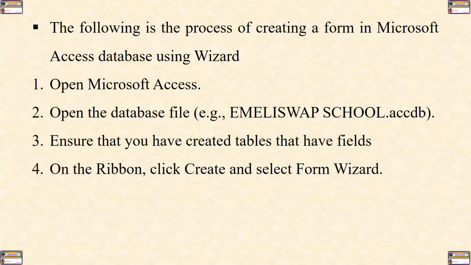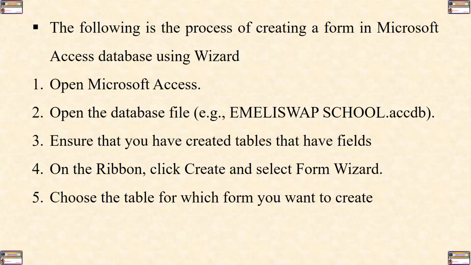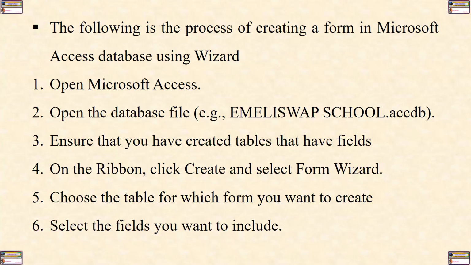Then on the ribbon, you click on Create and select Form Wizard. Choose the table for which you want to create the form. If you want to create a form for the entire table, for example, for entering data into that table, then you need to select all the fields. But you can also combine fields from various tables to form a single form based on the function or the use of the form. Once you have selected your table, you then select the fields that you want to include.